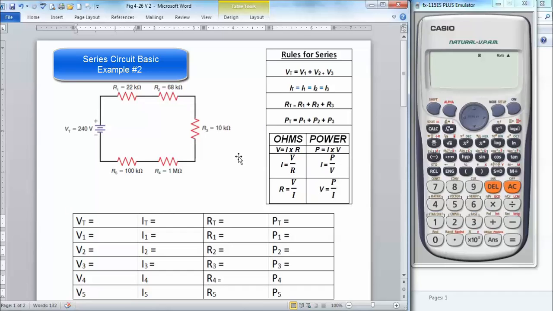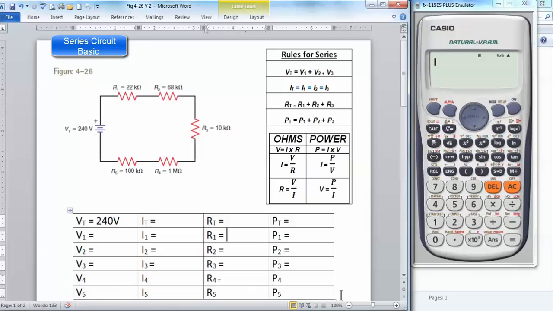And we always want to begin by filling in what we know, filling in our knowns. So what do we know? We know that we have 240 volts for our VT. Next we can fill in all of our resistor values. So right here real quickly we're just going to add in all of our resistor values from each of the resistors.